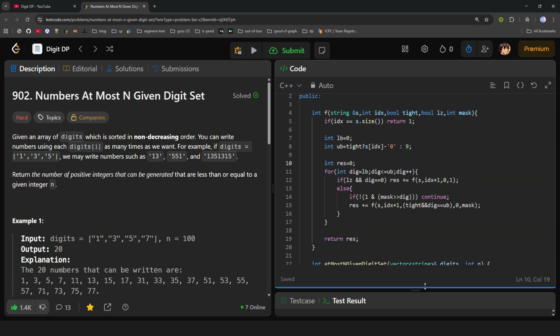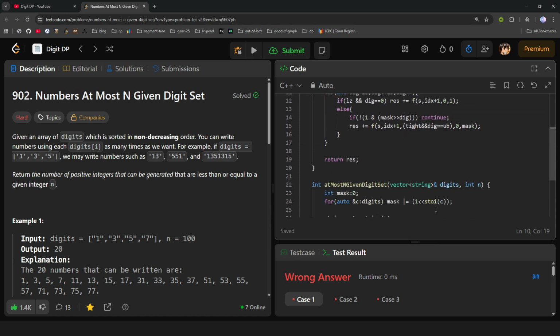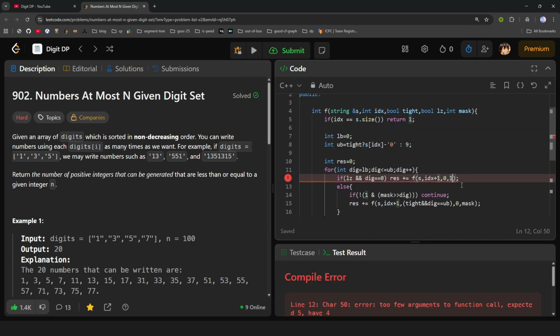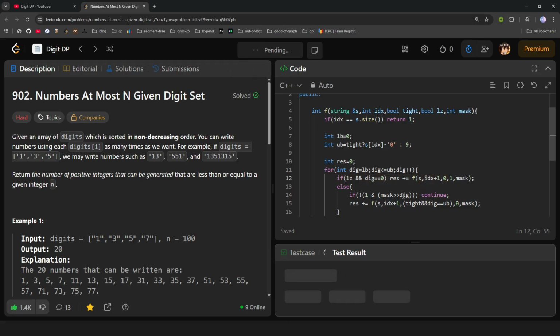So once we have written this, I think I have written the complete logic here. So let us try to run and see if we are correct or not. I forgot to pass this mask here, so let's do it quickly. And if I again run it, let's see.